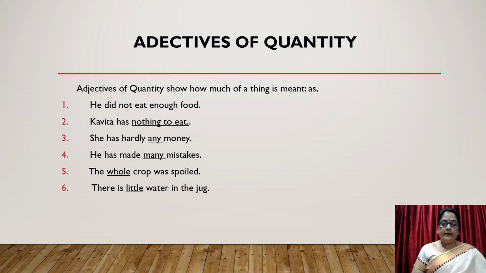Now, the second kind is adjectives of quantity. That was adjectives of quality, telling the quality of some person or a thing. Now these are adjectives of quantity. Adjectives of quantity show how much of a thing is meant. How much, not what kind, how much. He did not eat enough food. How much?